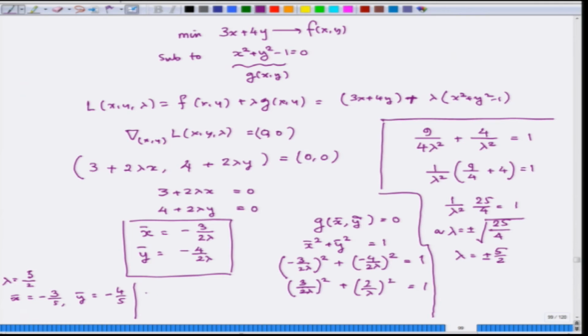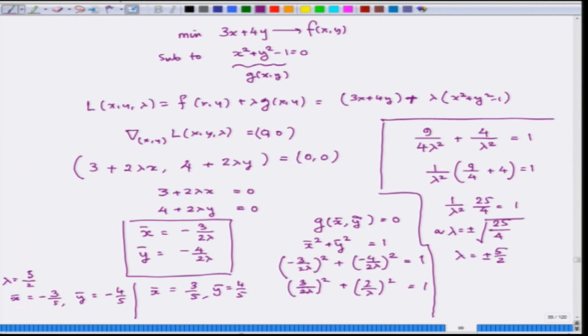Similarly, if I take lambda as minus 5 by 2, x bar would become 3 by 5 and y bar would become 4 by 5. Now, the question is, which one gives me the maximum, which one gives me the minimum? Do they at all give me maximum or minimum? How do I know?